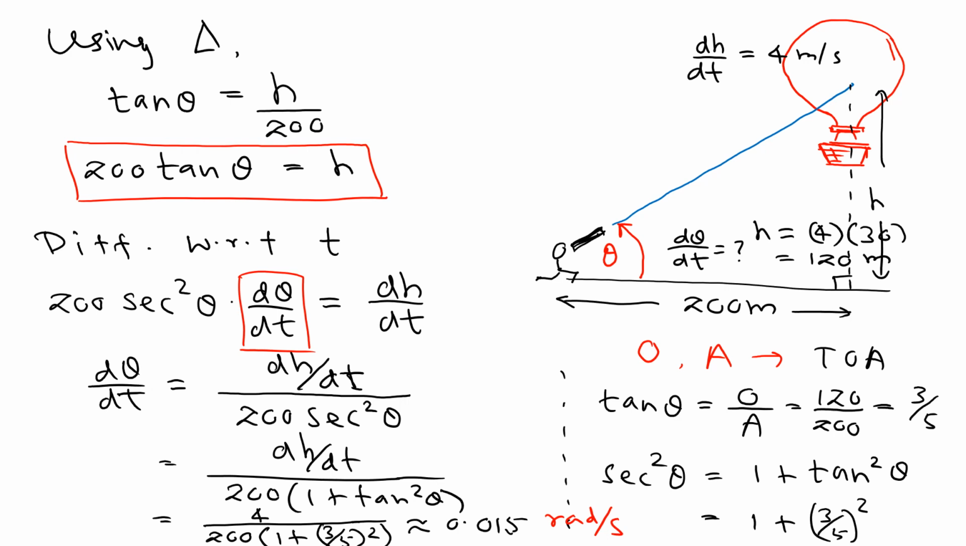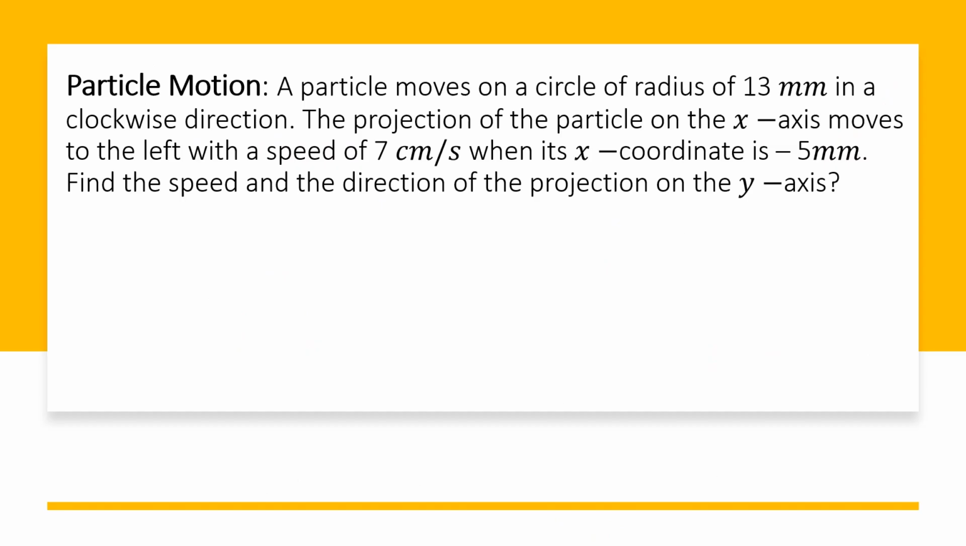Okay, so let's look at the next problem. This problem is very interesting if you are taking physics or engineering classes. So let's see what it says. It says a particle moves on a circle of radius 13 millimeters in a clockwise direction. The projection of the particle on the x-axis moves to the left.